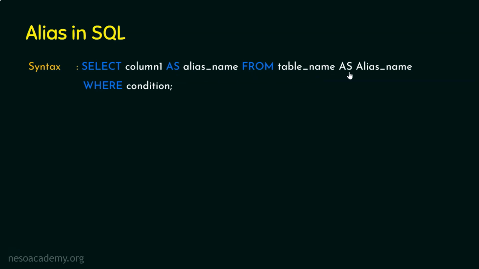AS alias name. It means I'm creating an alias for a column as well as for a table. So here this is the alias for the table name and this is the alias for the column, and we may also give some conditions. And this is just the syntax. So the output of this query will be some table, and that table will have the column name with the alias name, which is the temporary name, and the table name will also have an alias name, which is also a temporary name. Let's see the example now.